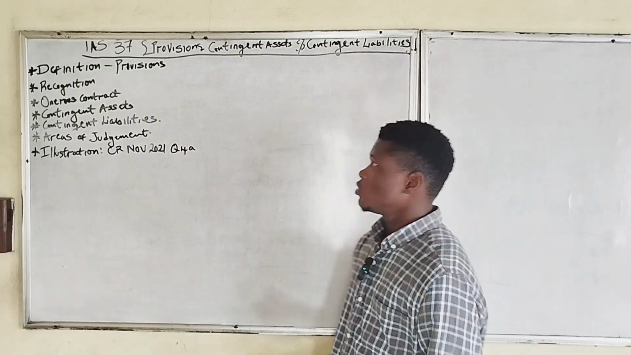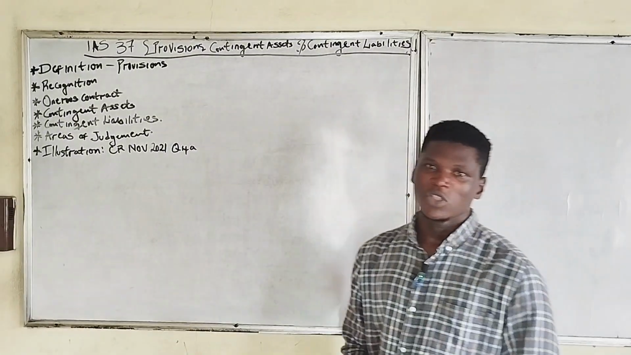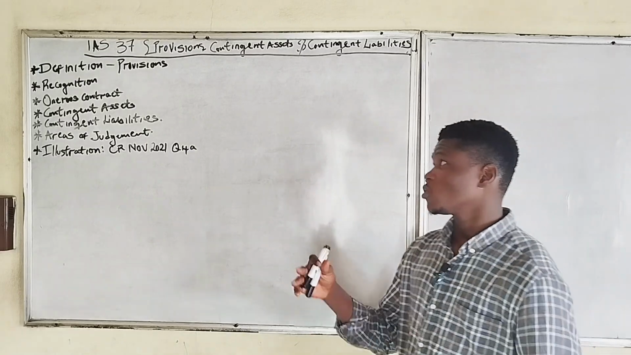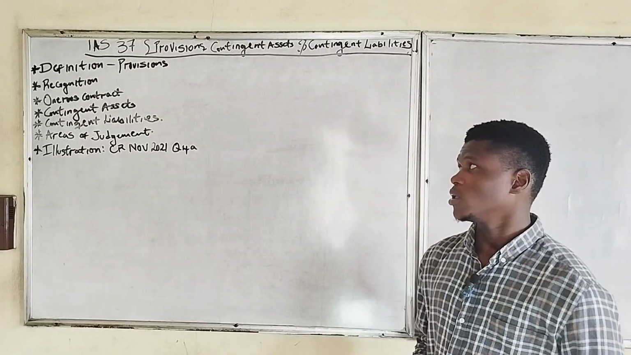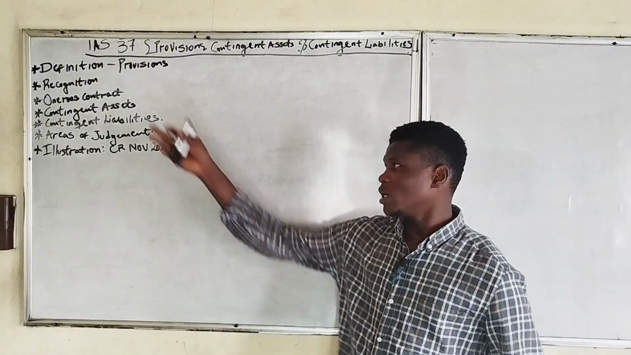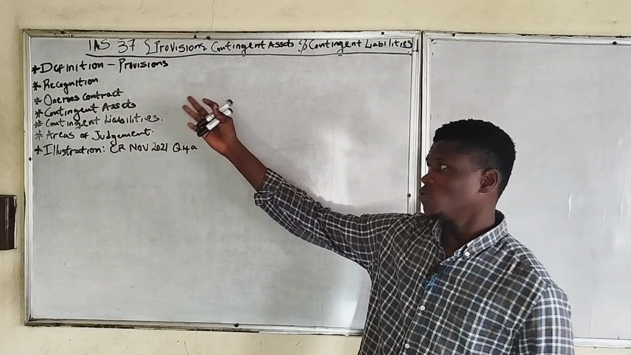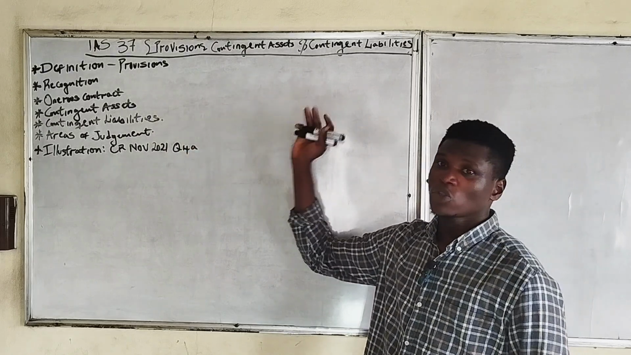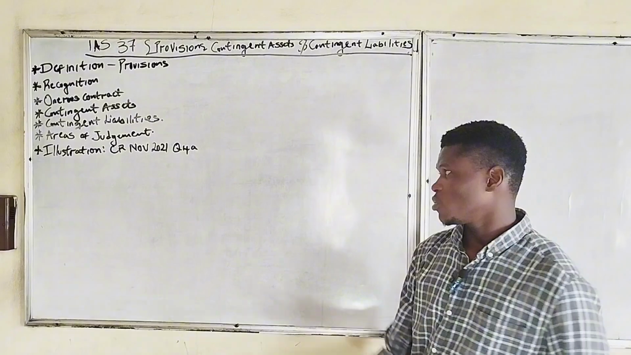So, IAS 37, Provisions, Contingent Assets, and Contingent Liabilities. It is also a very important standard. The key items we'll be discussing today are the definition, the recognition, onerous contracts, contingent assets, contingent liabilities, and areas of judgment.